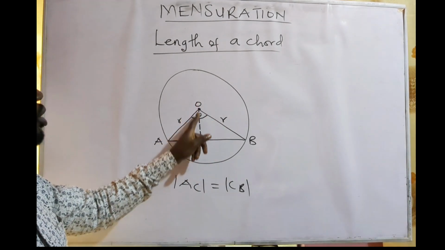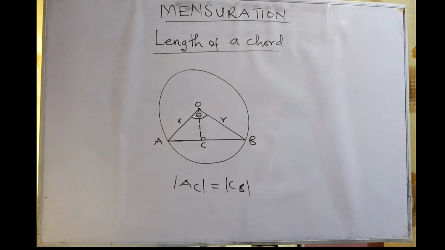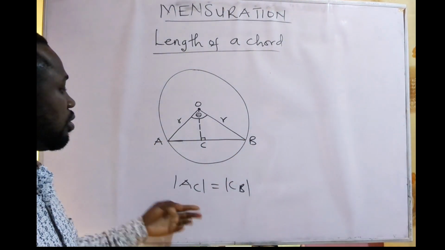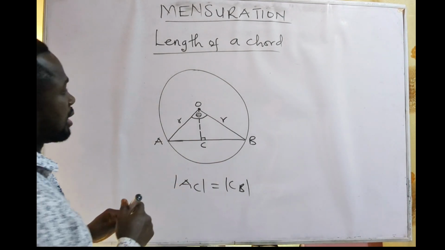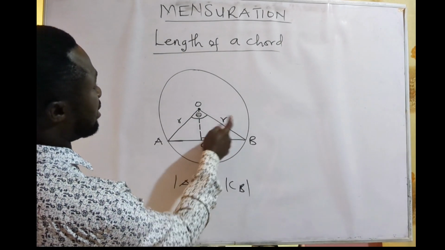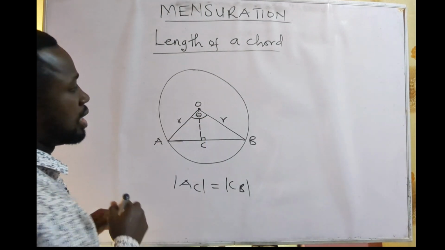So any line I draw will divide the base into two. The length of the chord can be divided into two as AC and BC. Another thing is that because this side is the same as this side, this particular line will also divide the angle into two.